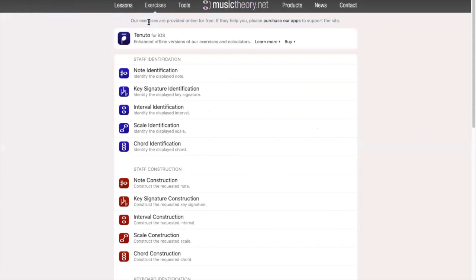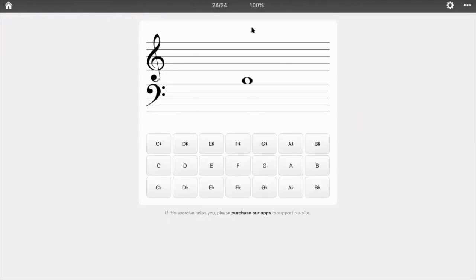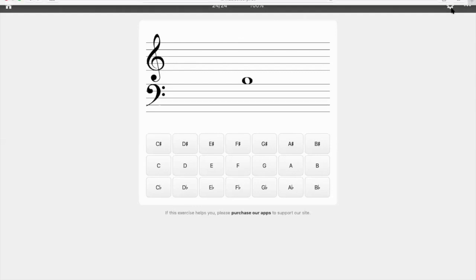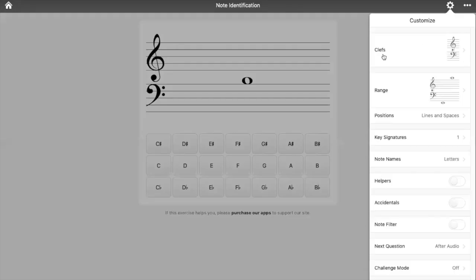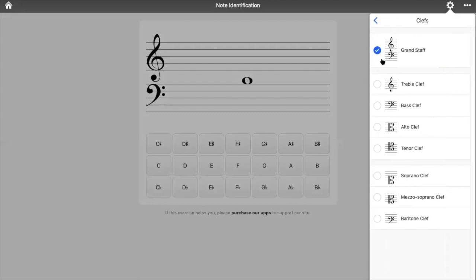I'm going to show you how to customize this for yourself. All I want you to do this week is spend about 15 to 20 minutes doing note identification. You can do it at one time, or you can break it up into 2 or 3 different chunks, okay? Before you do anything, you're going to go up to this wheel over here and customize your exercises.